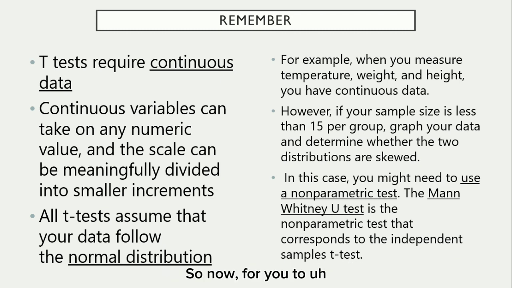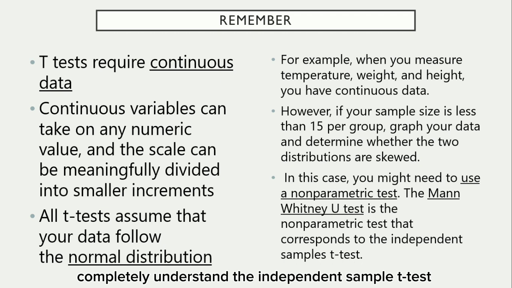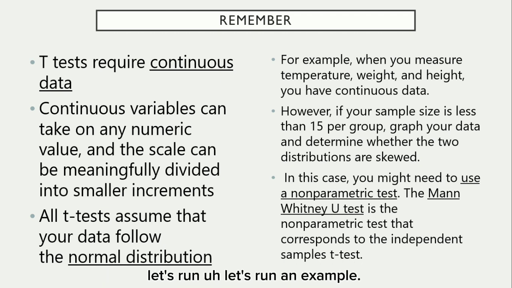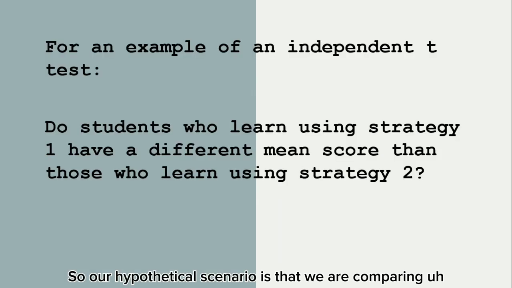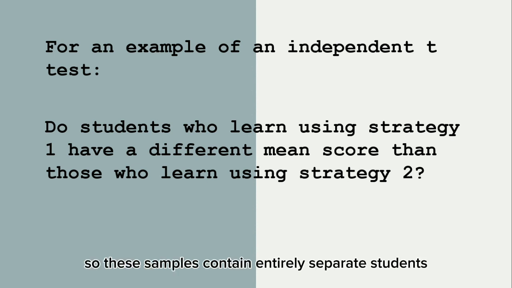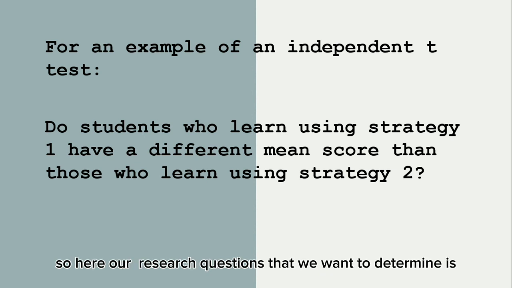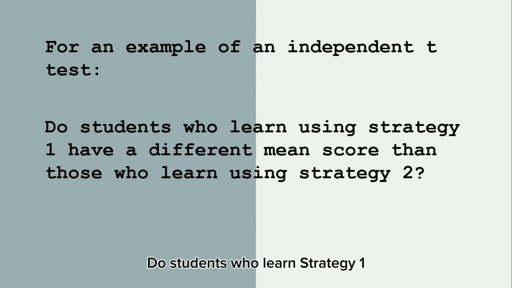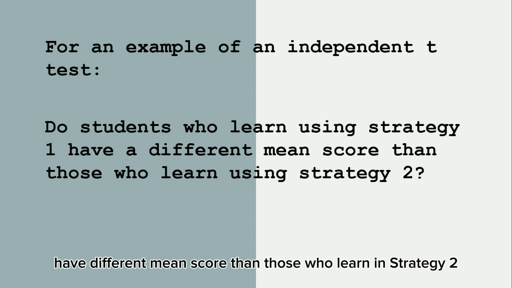Now, for you to completely understand the independent sample t-test, let's run an example. Our hypothetical scenario is that we are comparing pretest scores from two teaching strategies. We drew two random samples of students. Students in one group learned using strategy 1, while the other group used strategy 2. These samples contain entirely separate students. Our research question is: do students who learn with strategy 1 have a different mean score than those who learn with strategy 2?